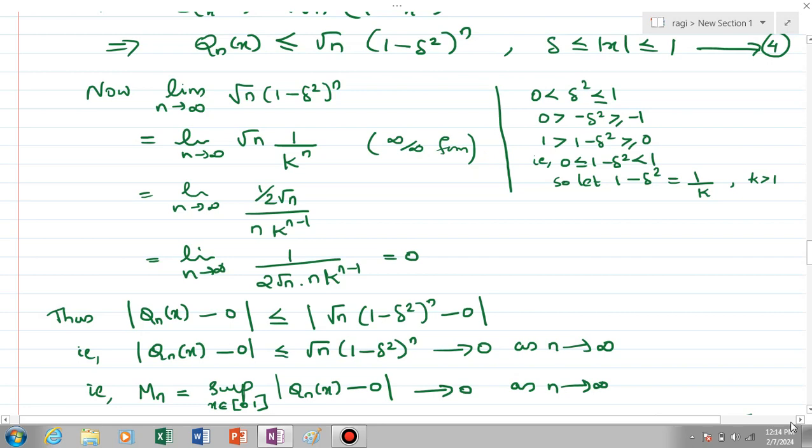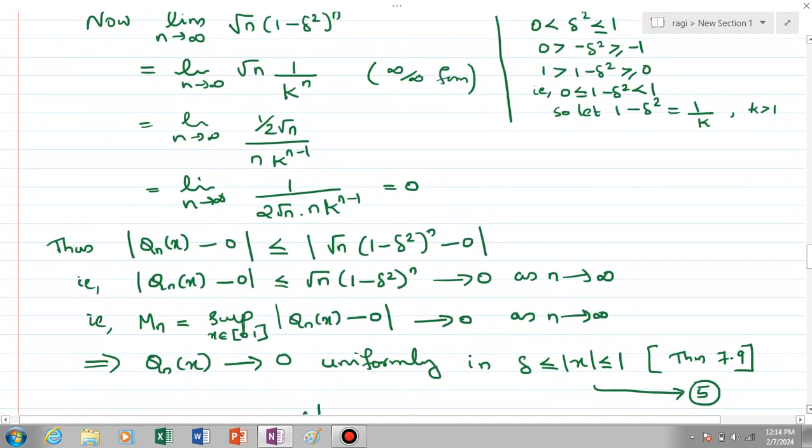This is true for every x in the closed interval [0,1]. So if you are taking the supremum, that also satisfies this condition, that is, it tends to 0 as n tends to infinity. Letting Mn be the supremum, that is, Mn is equal to the supremum over x in the closed interval [0,1] of modulus of Qn of x minus 0, it tends to 0 as n tends to infinity.